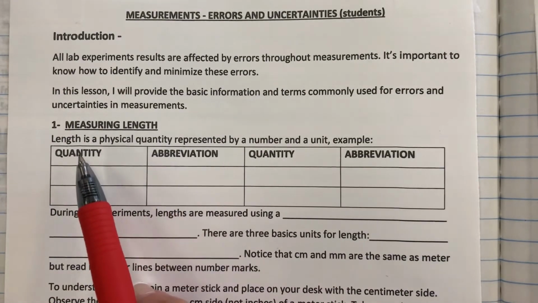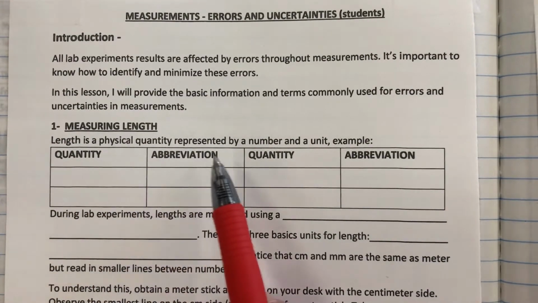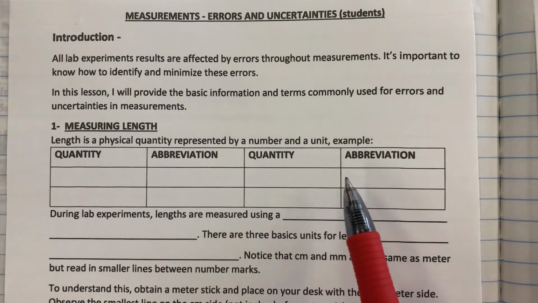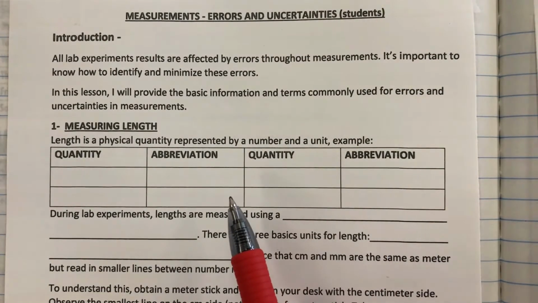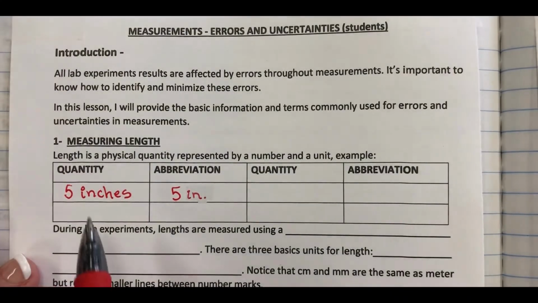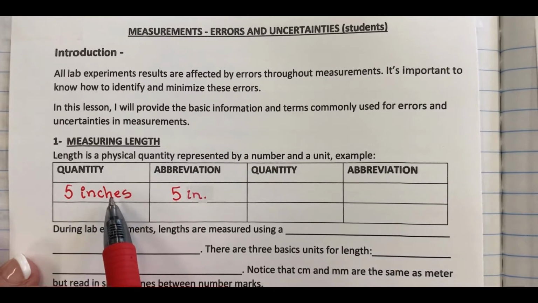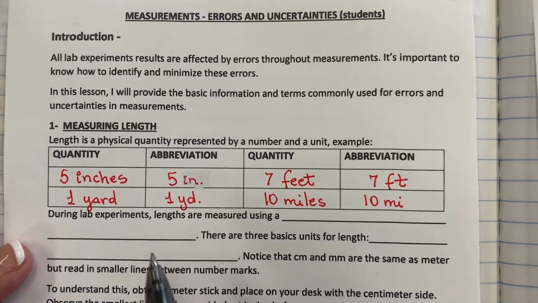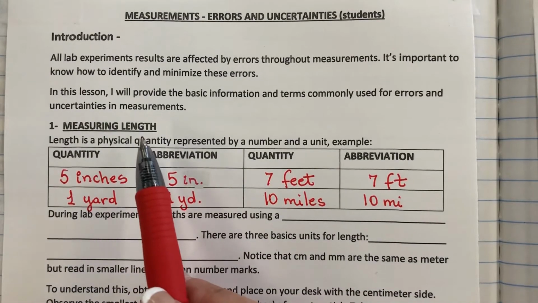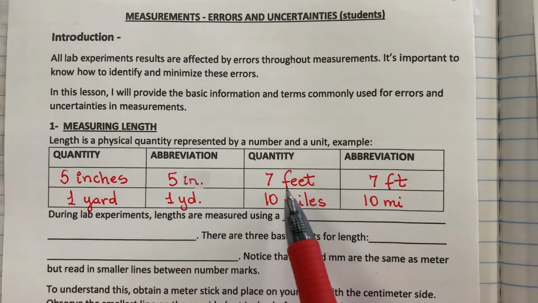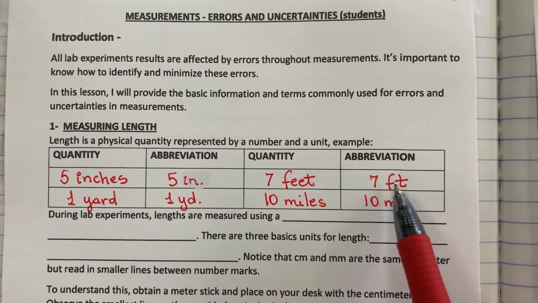Measuring length. Length is a physical quantity represented by a number and a unit. Some examples commonly used in the United States: 5 inches, abbreviation 5 IN. Other examples are 1 yard, 7 feet, abbreviation 7 FT, and 10 miles, 10 MI.